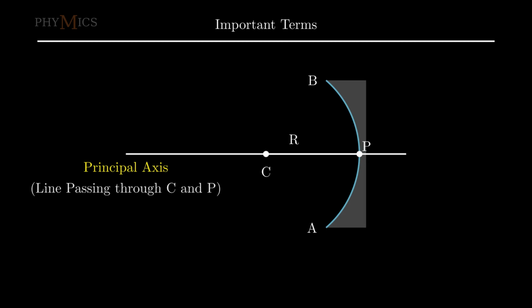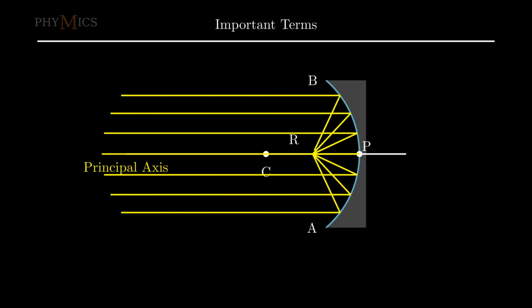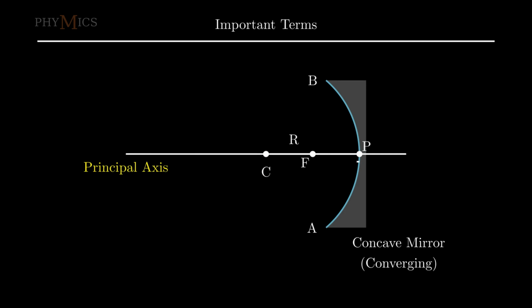Now, if we pass a number of rays parallel to the principal axis, all these rays will meet at a specific point on the principal axis. This particular point is known as the focus and is denoted by F. The distance between pole and focus is called focal length and is denoted by small f. Since the distance between pole and center of curvature is called radius of curvature, which is denoted by R, there is a relationship between radius of curvature and focal length, which is R equals twice F. We will derive this relation in some other video. For the time being, just keep this relation in mind.